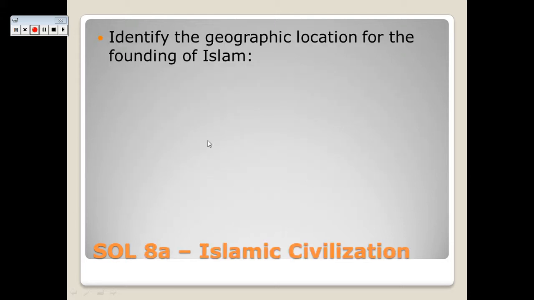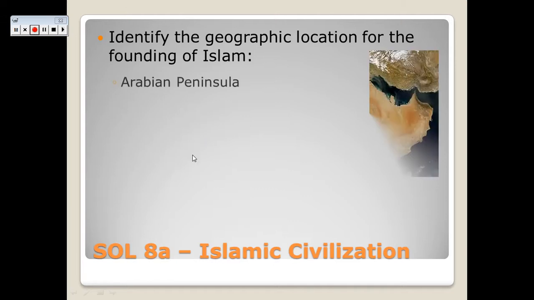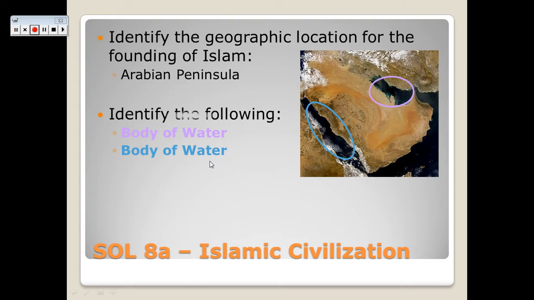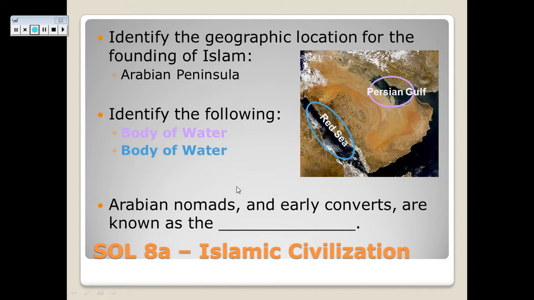Moving on, Standard 8, Islamic civilization. Identify the geographic location for the founding of Islam. That is the Arabian Peninsula, in Southwest Asia, just across the Red Sea from Africa. Bodies of water, as I suggested, that's the Persian Gulf, and there is the Red Sea.